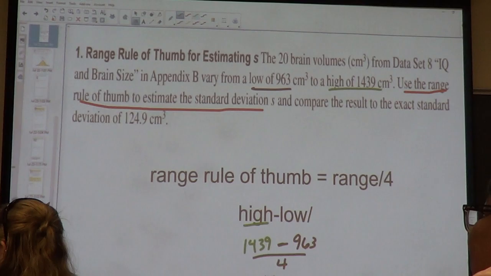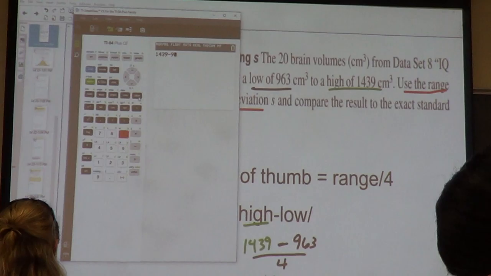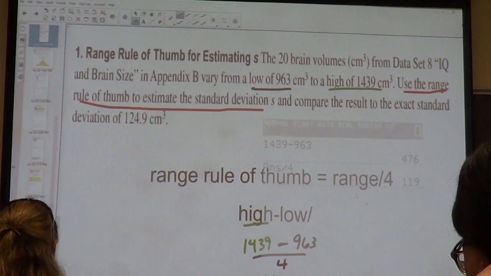So if we go to our calculator, it's going to be 1439 minus 963, get an answer, and then divide it by 4. That's what I wanted to see. That is your approximate standard deviation.